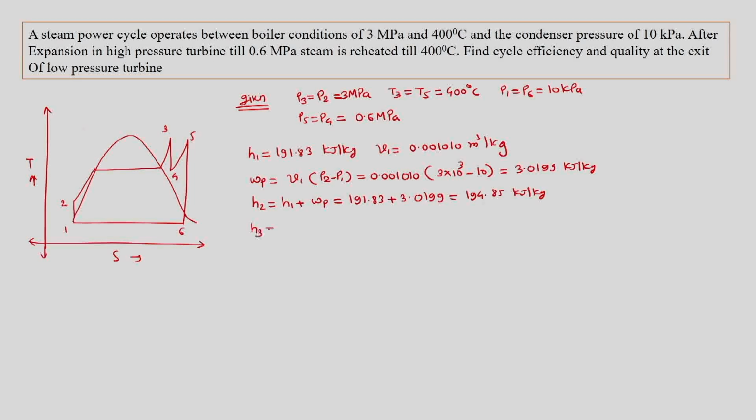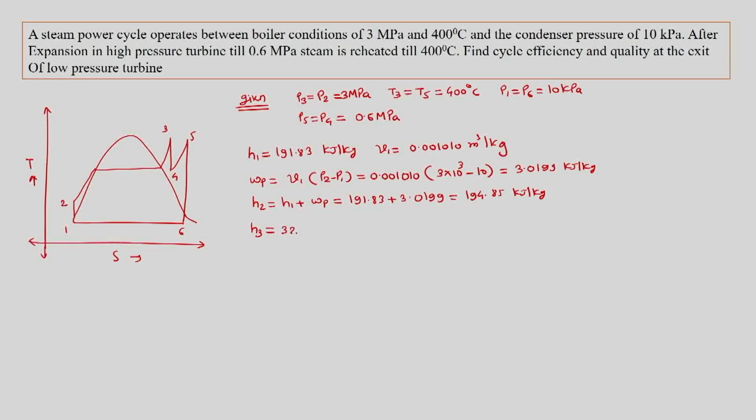So we can find out H3, which corresponds to 400 degrees Celsius and 3 megapascal. We have to go into the superheated part of the steam table, and H3 is 3230.9 kilojoule per kg. Immediately we will note down S3, and S3 is 6.9212 kilojoule per kg Kelvin.